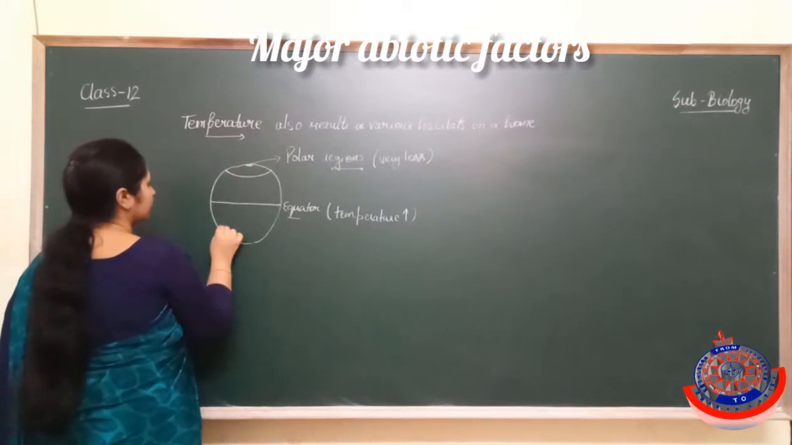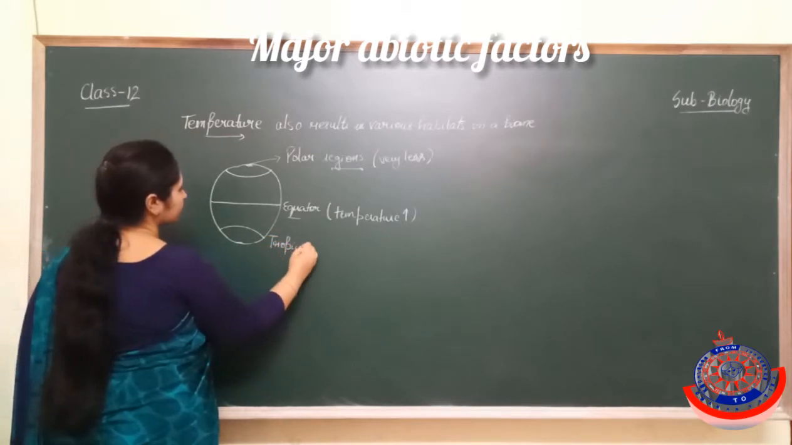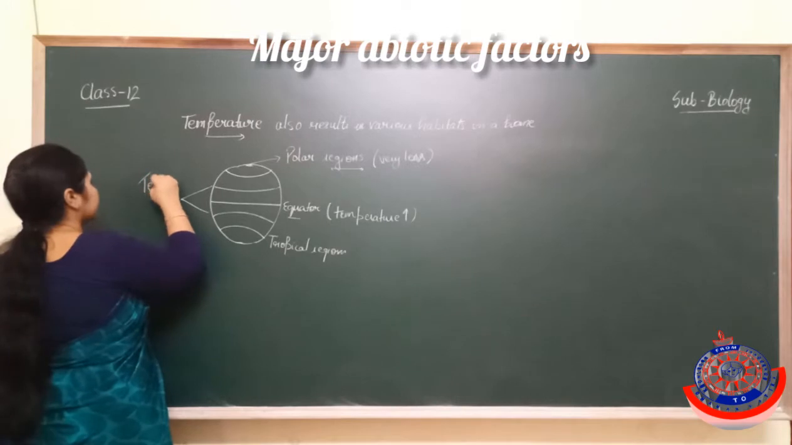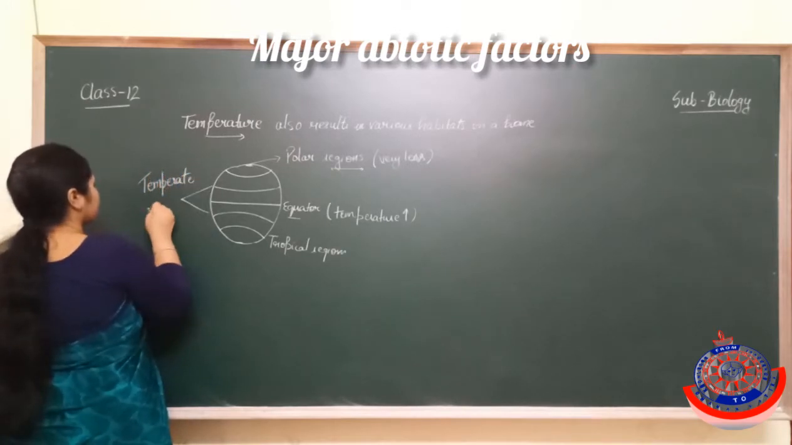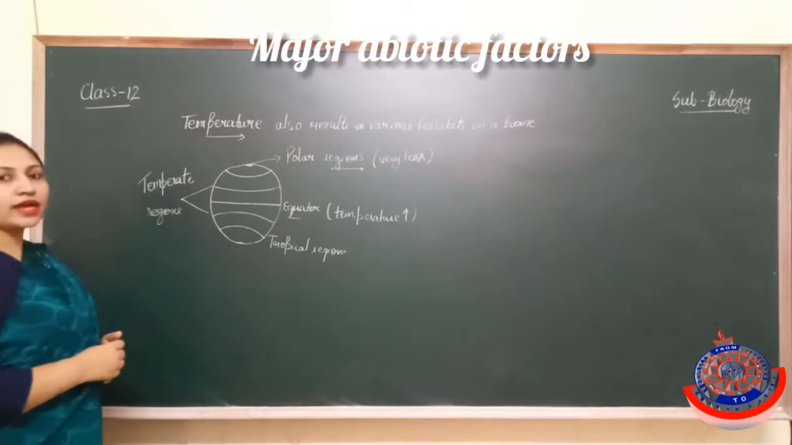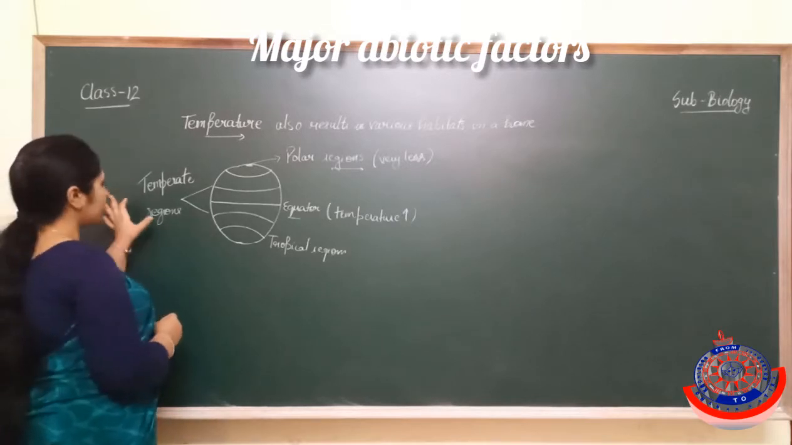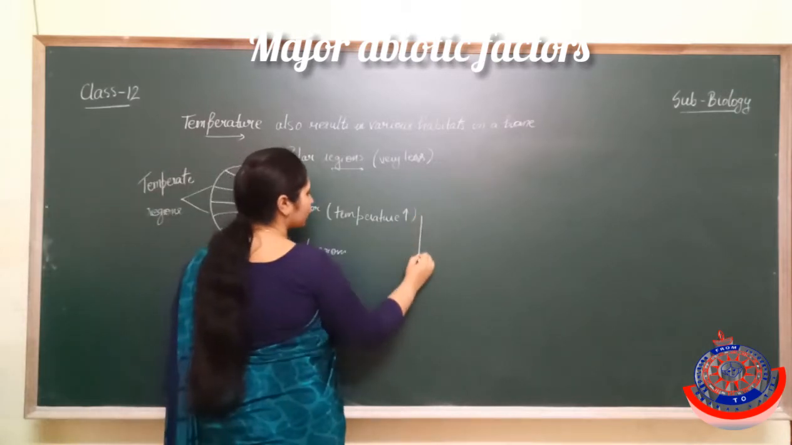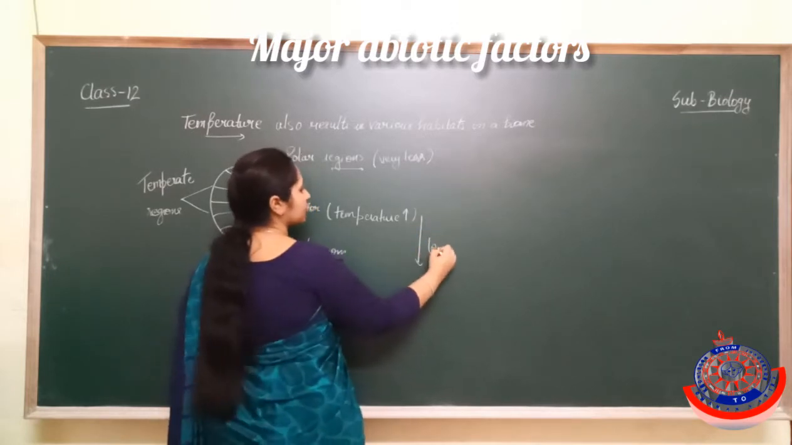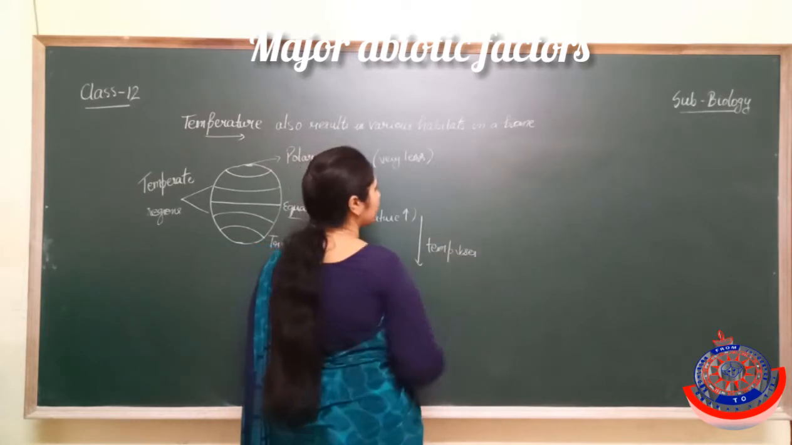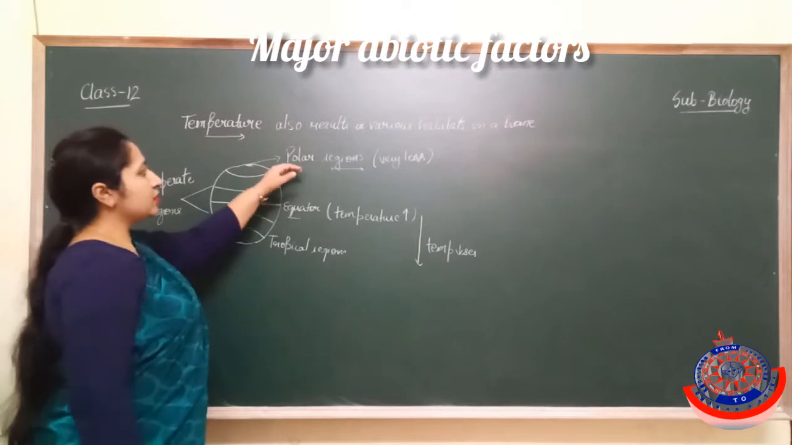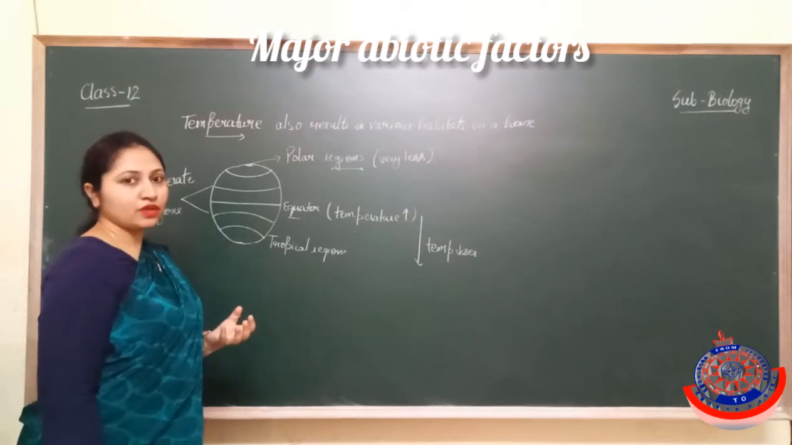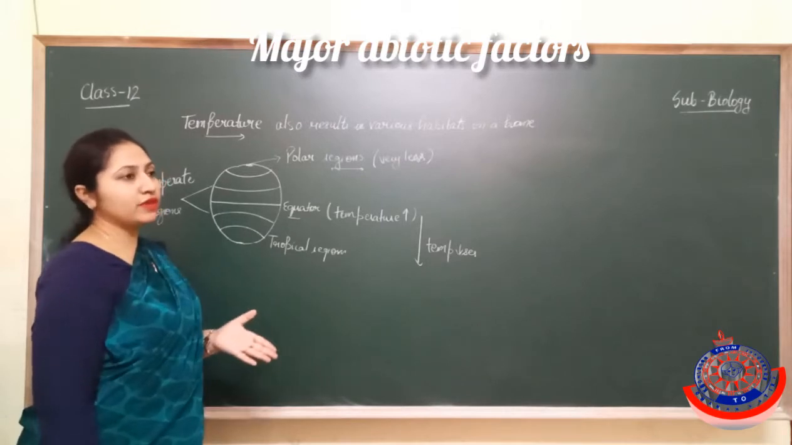Then here, these are the tropical regions. And then here, these are the temperate regions. Temperate regions have a temperature in between the tropical and the polar regions. So as we move from the equator to the polar region, the temperature decreases. Whether it is the polar regions, equator region, tropical or temperate region, organisms survive there. It depends upon the temperature what kind of life form is present there.